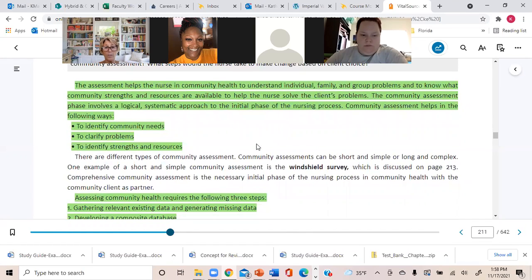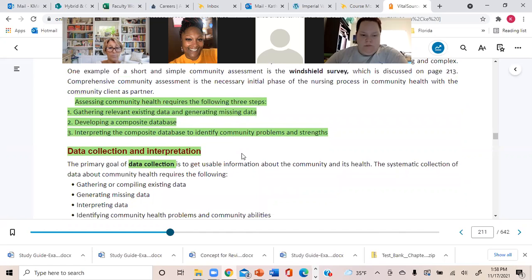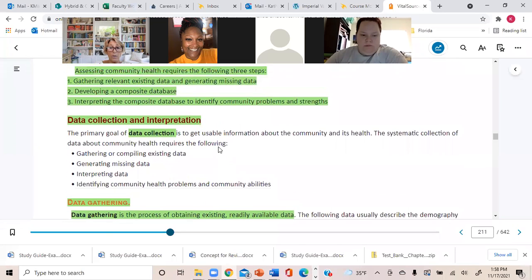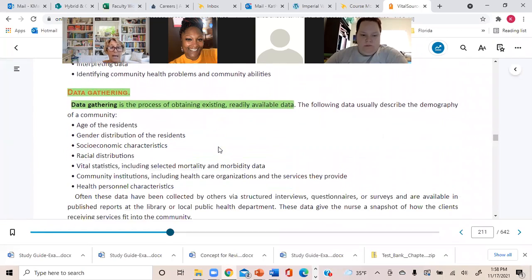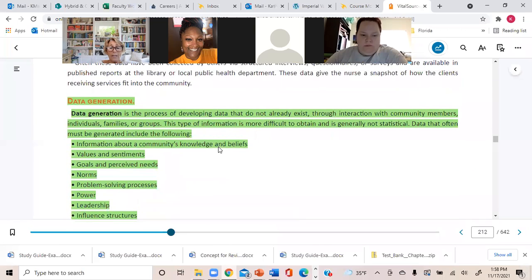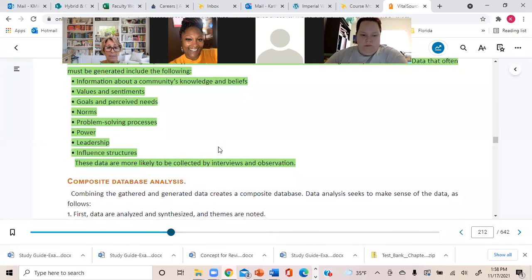So the assessment helps the nurse in the community health to understand individual, family, and group problems, right? And to know what community strengths and resources are available. And again, we're talking ADPI. How do we identify needs, clarify problems, identify strengths and resources? How do we assess what the needs are? How do we collect data? So know these definitions as well. What is data collection? What is data gathering? What is data generation? They all have different meanings.